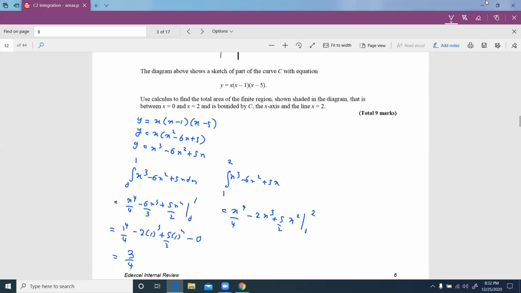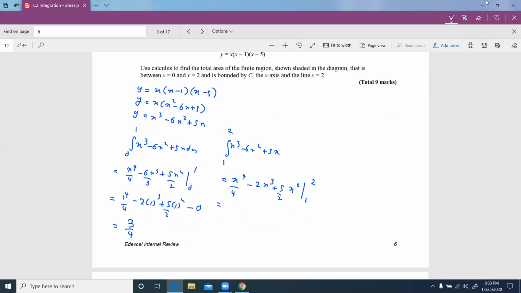So if you do this integration, what you get here is 2 to the power 4 over 4 minus 2 times 2 cubed plus 5 over 2 times 2 squared, minus the substitution of 1: 1 to the power 4 over 4 minus 2 times 1 cubed plus 5 over 2 times 1 squared. So with that you will obtain the answer minus 11 over 4. Why do we get this minus 11 answer?